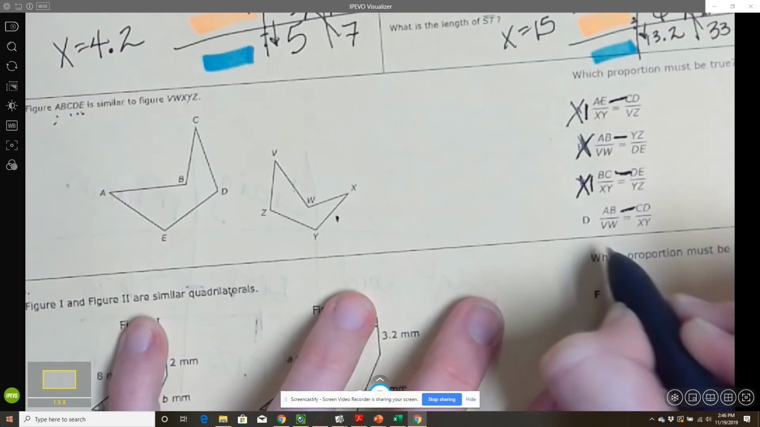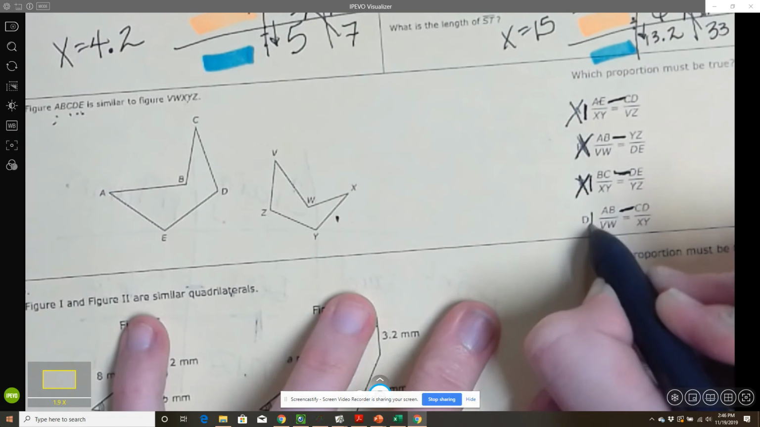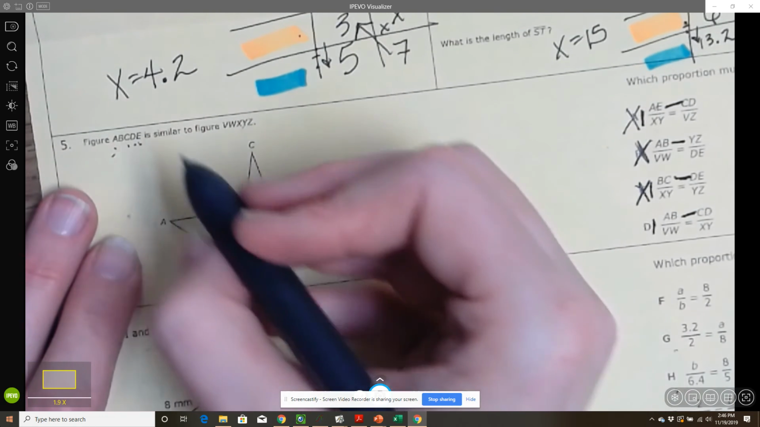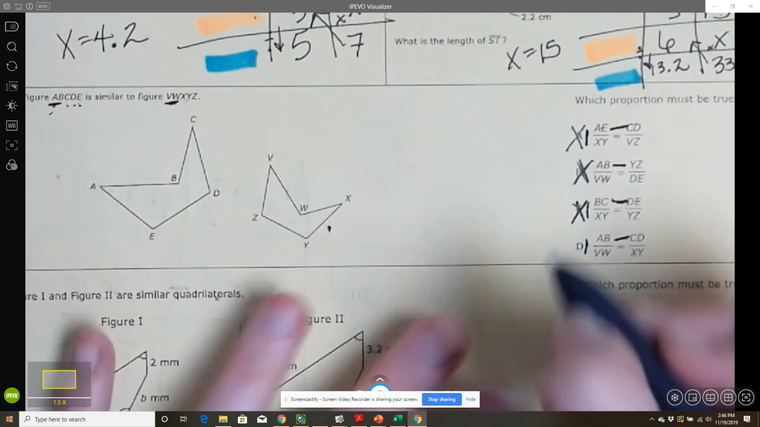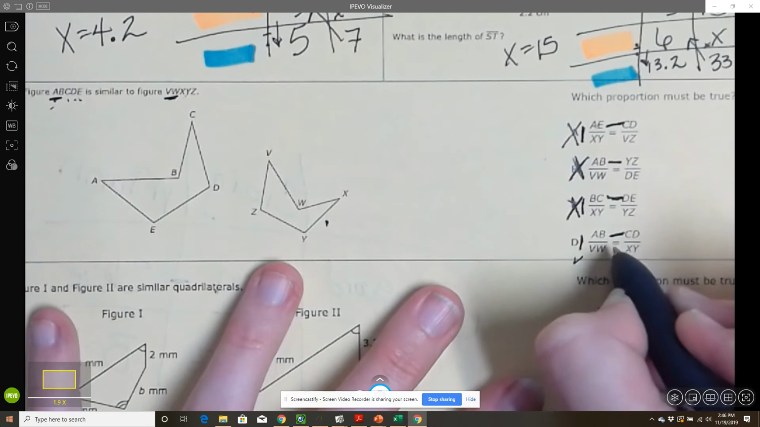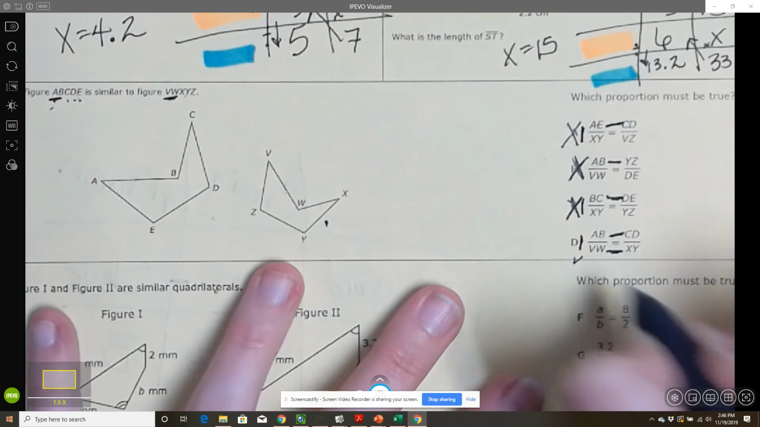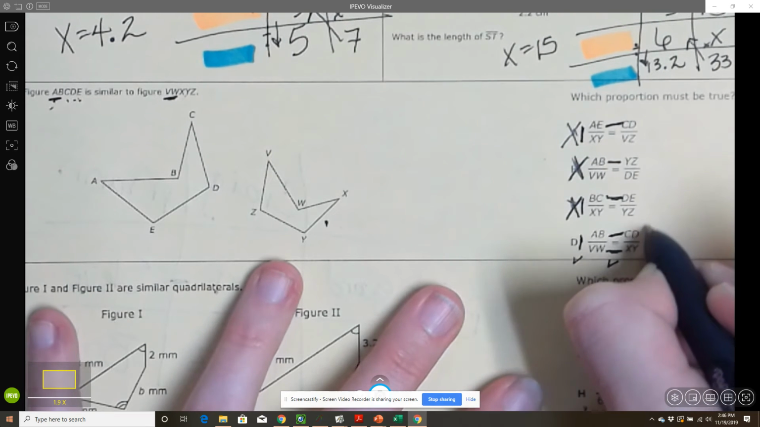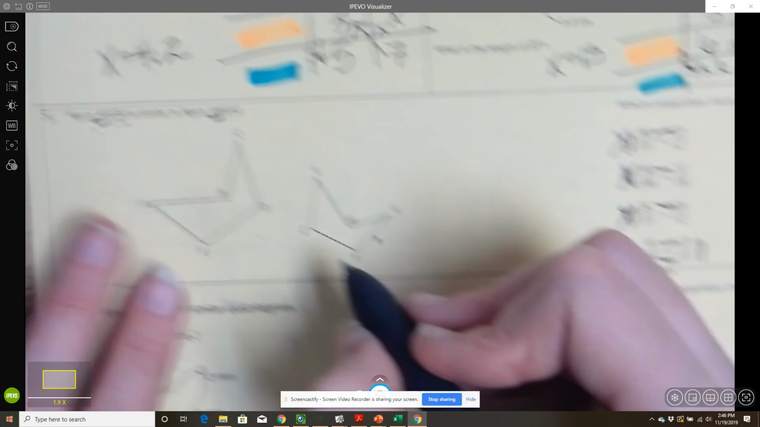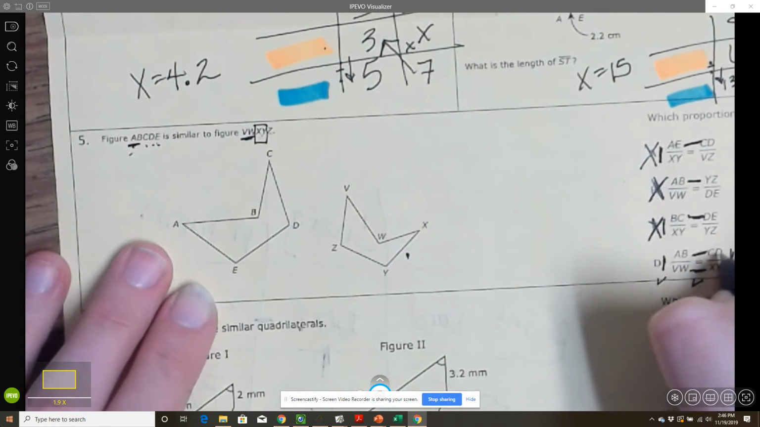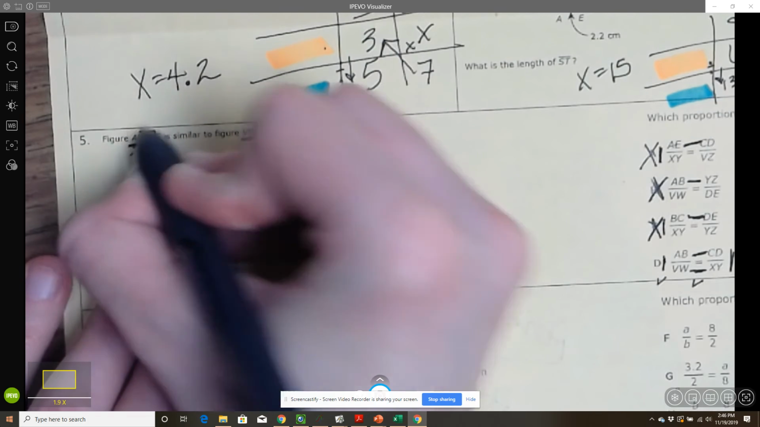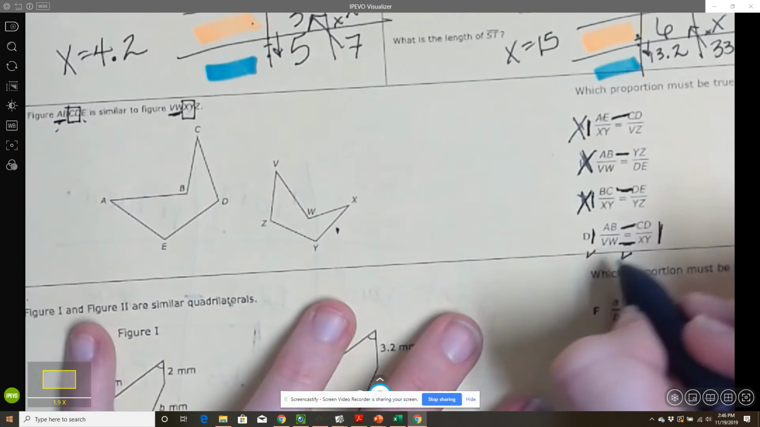All right, so last one. AB and CD, they're on the same team. AB and VW. A and B are the first two letters. V and W are the first two letters. So that one works. VW and XY, they're on the same team, which means XY have to be in the same position as CD, which they are.